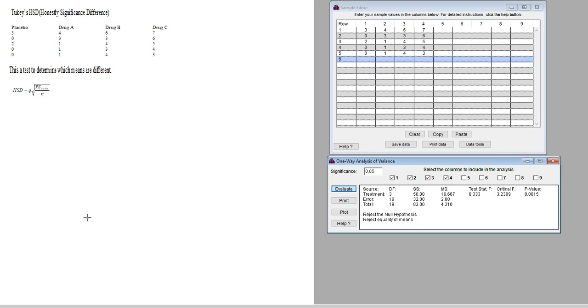Something called the Tukey HSD. Tukey HSD stands for honestly significant difference. This is when we test the one-way ANOVA, and the null hypothesis is that we are assuming that all three means are the same. Let me just go there. Okay, so here, the null hypothesis.